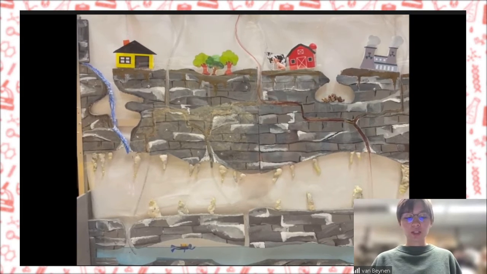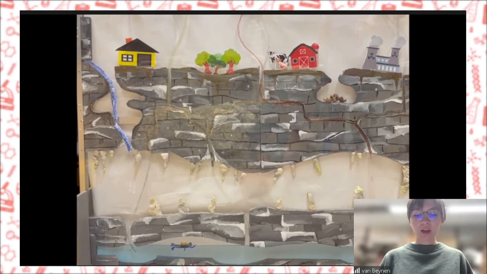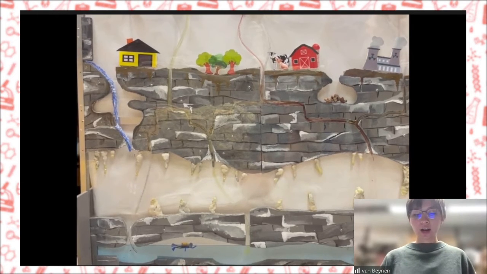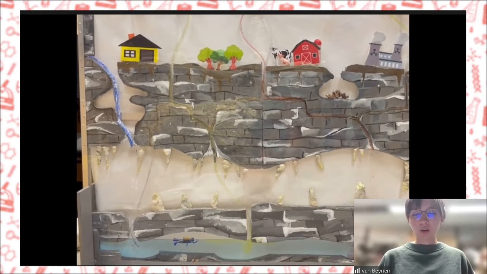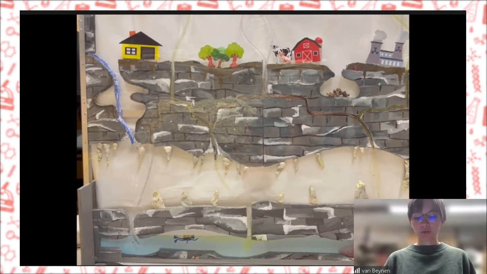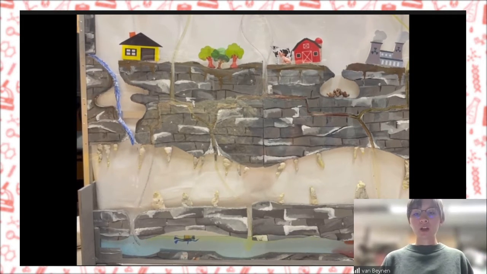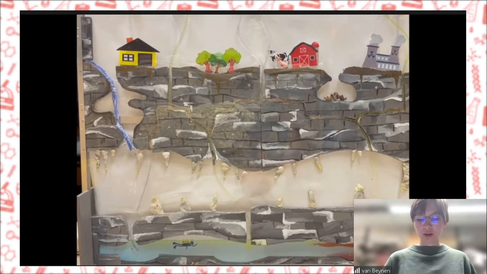Here in the model, you can see how people impact our aquifer as shown by the dyes. Take a close look at how the dyes that represent pollution interact with the water in the aquifer. Red dye represents factory pollution, and yellow represents farm and lawn pollution. You can see how the dyes mix with the water in the aquifer.